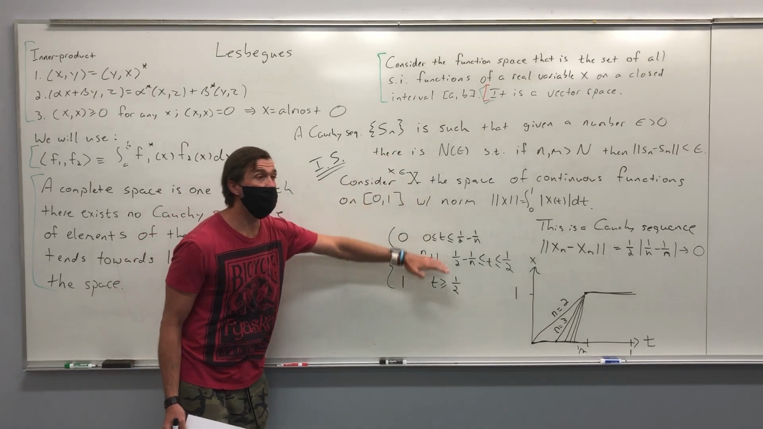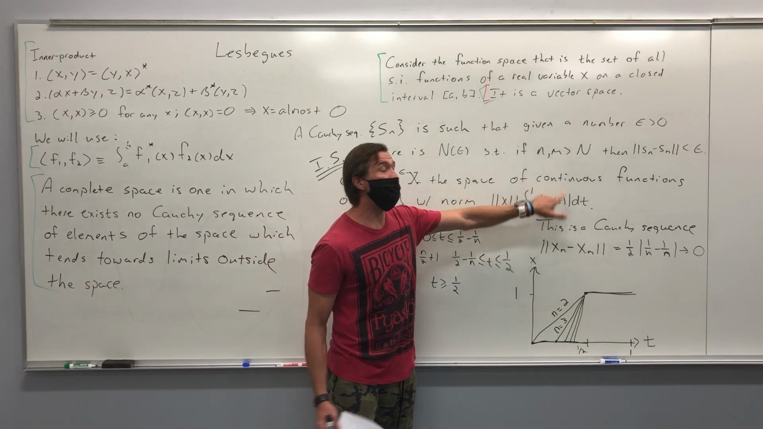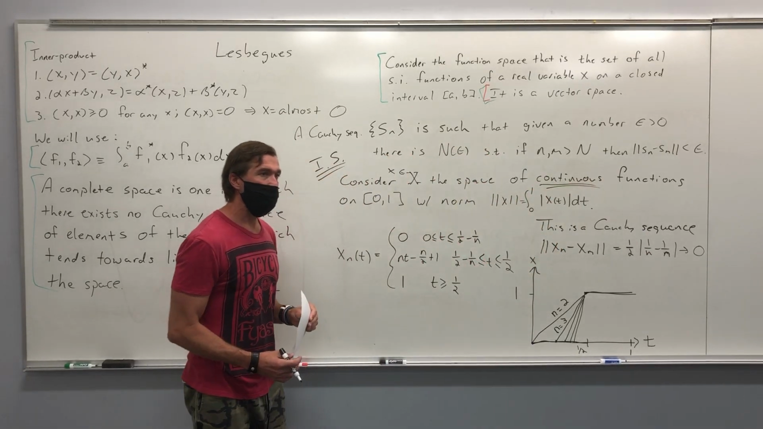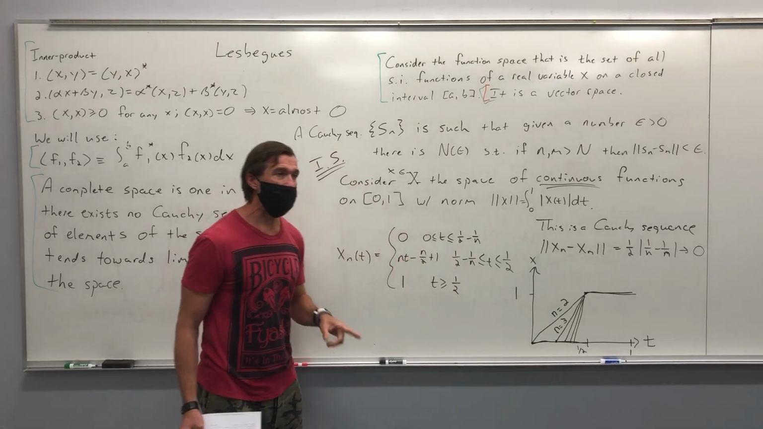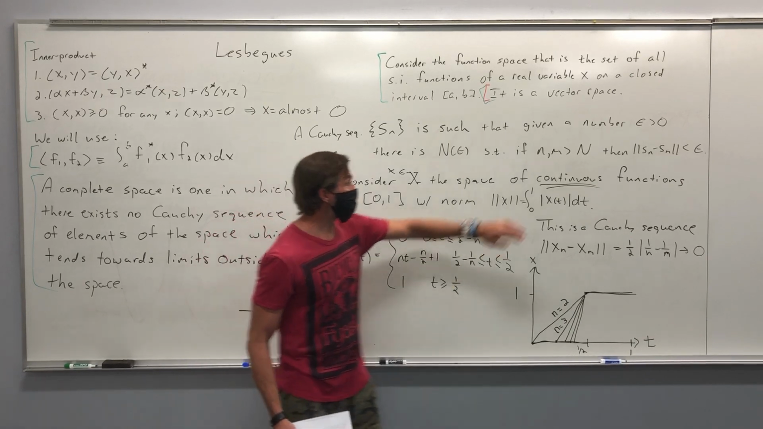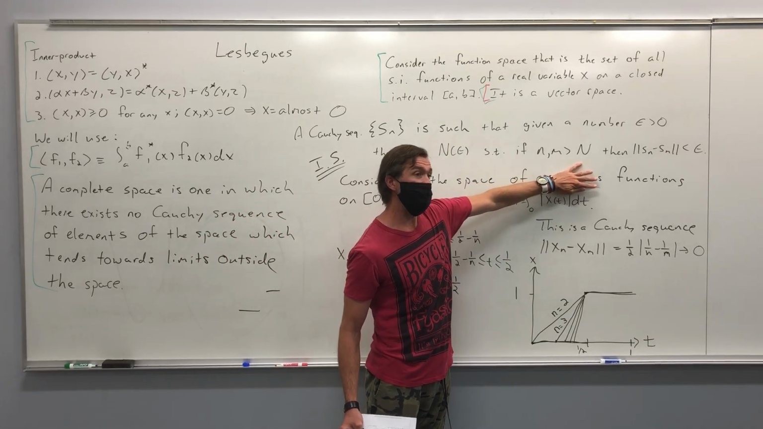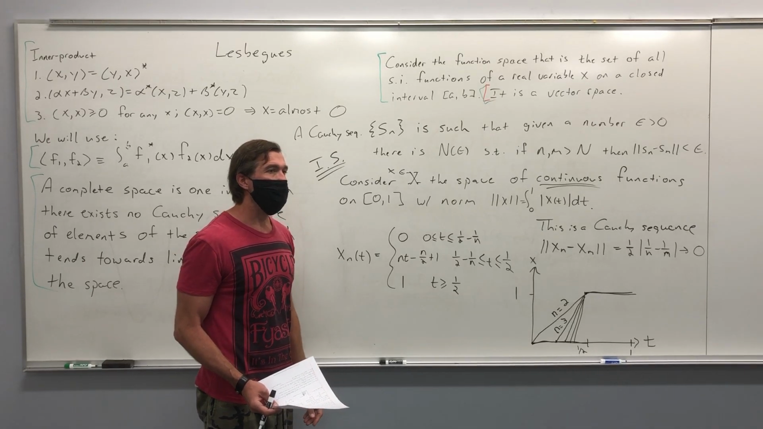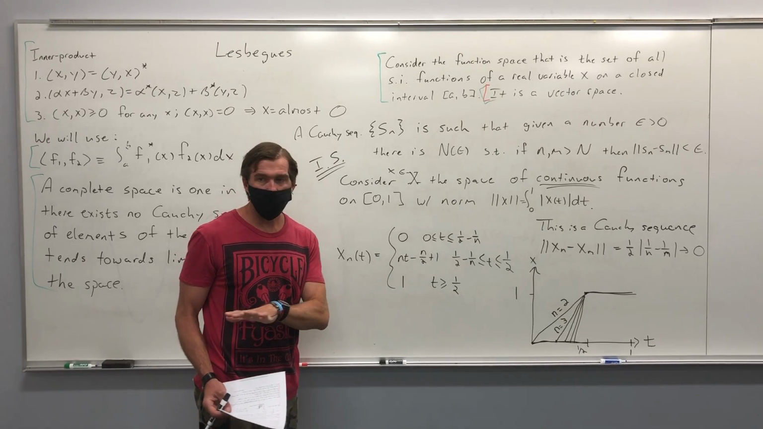Now this is an example of an incomplete space, and it hangs critically on the word continuous, because that's what's being violated by the limit as n goes to infinity. That function is not continuous. Okay. If I disregarded that and just said functions, then it would be fine. Okay? Are we good?